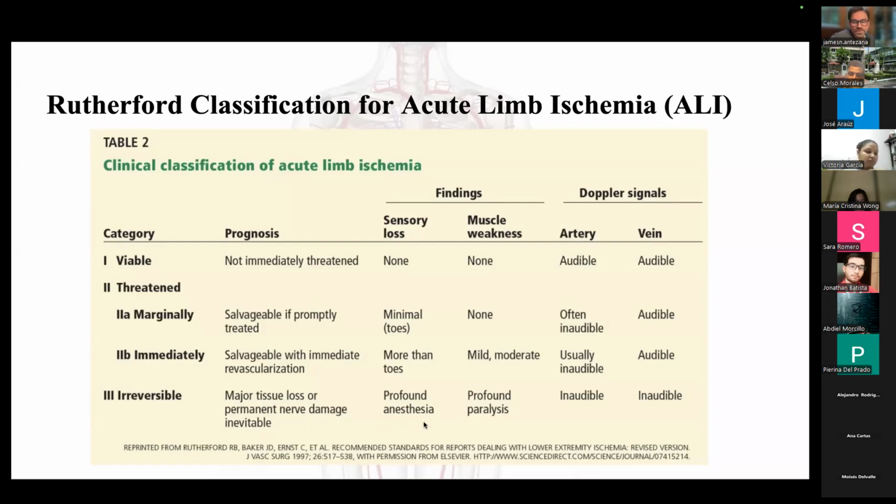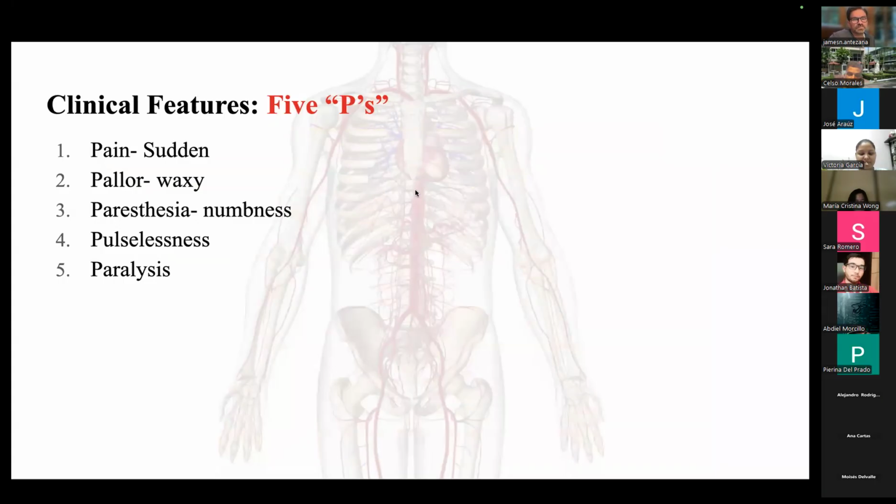There's profound anesthesia. This foot comes in and it's pale white, no sensation. It's profoundly paralyzed, and you can't hear anything. There's no venous flow. When you lose venous flow, you know that the tissues are not getting any more perfusion. So there are 5 things to look out for in acute limb ischemia: sudden pain, pallor, which could be waxy, paresthesias with numbness, pulselessness, and paralysis. You guys have got to remember these 5 P's for acute limb ischemia.